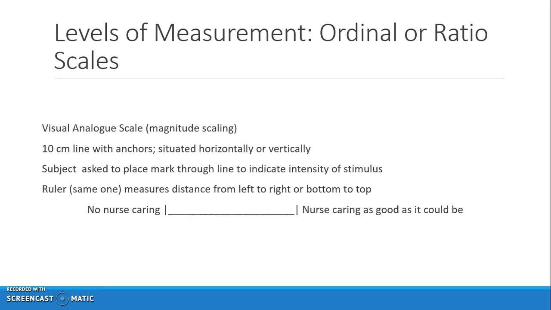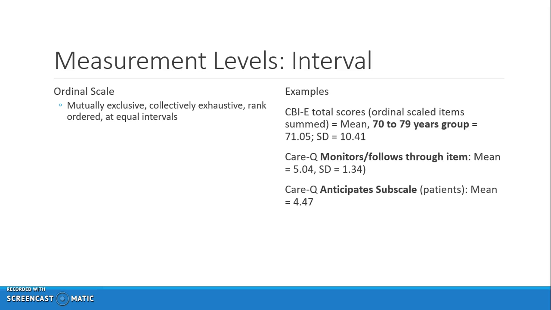Visual analog scales basically can be used as ordinal or ratio level scales. So sometimes you're going to see them like this, where no caring is basically 0 at the end, and nurse caring as good as it can be, which is 100 millimeters or 10 centimeters at the other end. But sometimes you're going to see markings from 0 to 10 on the scale. In that case, it will be ordinal. If it's just looking like this, it would be ratio level data. Ordinal scales, then, remember, are mutually exclusive, collectively exhaustive, rank ordered.